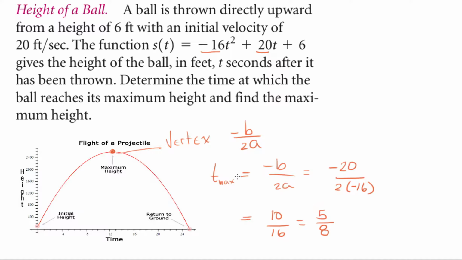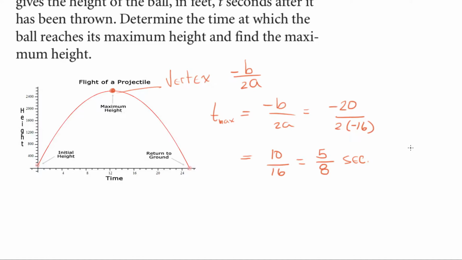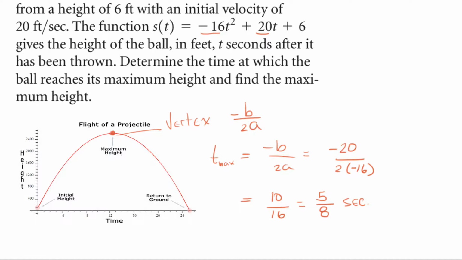Now, what are the units of this t max? Well, 5/8 of a second. That's the time it reaches its maximum height. Now, to find the maximum height, you will need to plug in 5/8 into your equation. Okay, so s of 5/8 equals negative 16 times 5/8 squared plus 20 times 5/8 plus 6.